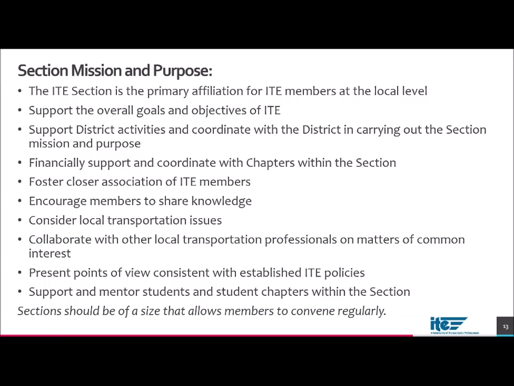This is where we foster that closer association with ITE members. We share knowledge of local transportation issues. This is the local level. Collaborate with local professionals, and support and mentor students and student chapters within that section. Sections should be of a size that allows members to convene regularly. Now, this is another area where we didn't specifically say what regularly means, because it probably is different depending on the size and geography of a section. But more often than you would meet at a district level, presumably.